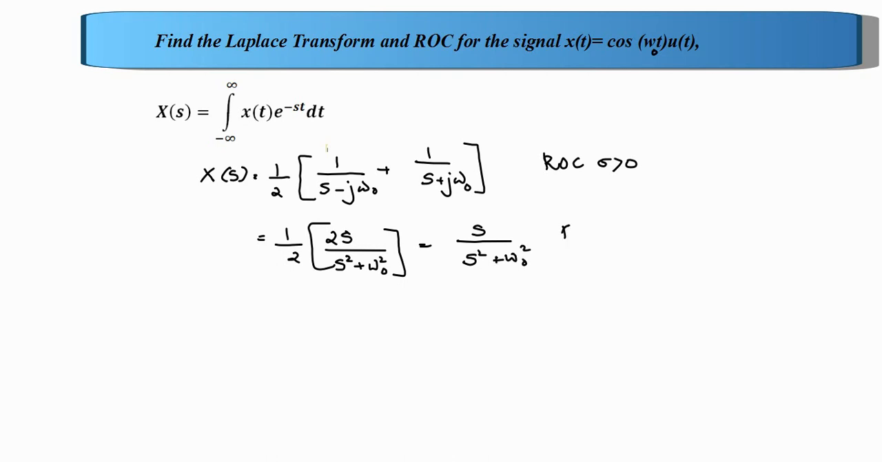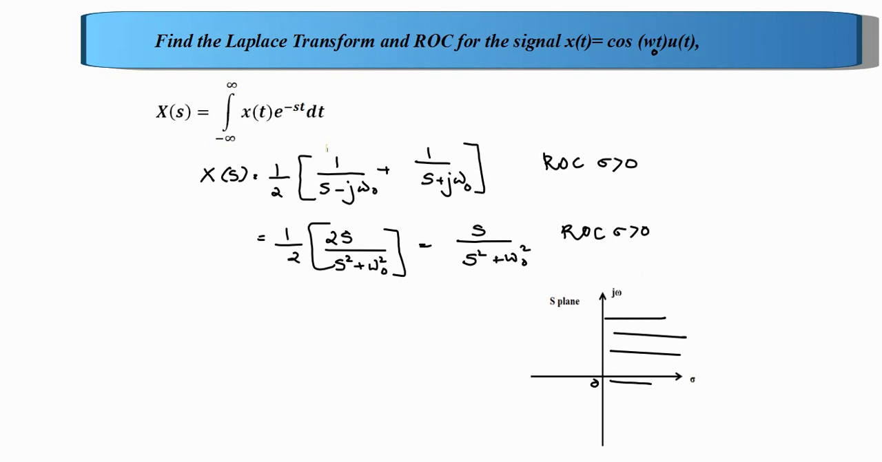And the ROC sigma greater than 0 means, if you take the s plane, this is sigma equal to 0 and ROC is sigma greater than 0, means right of the j omega axis. So this is the ROC in the s plane. Okay, it's a standard result. We need to remember this result to find the inverse Laplace transform, and sometimes we need to apply this result also.